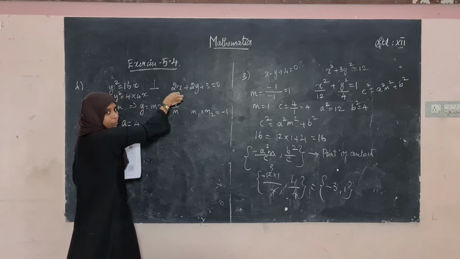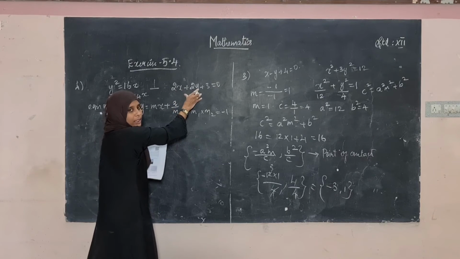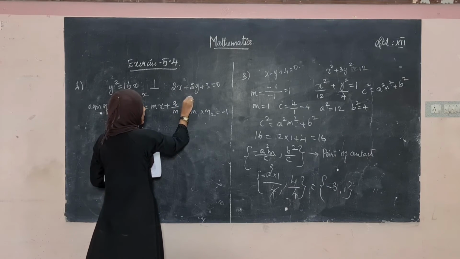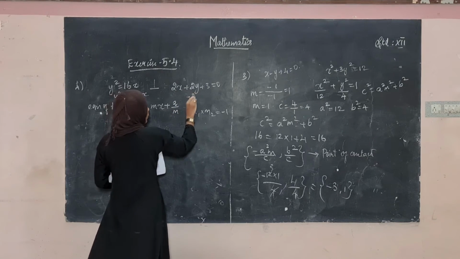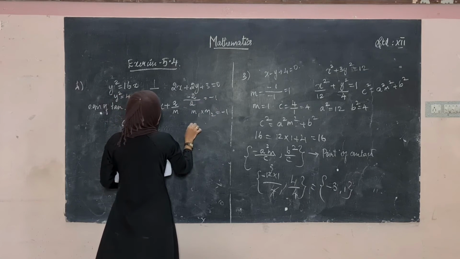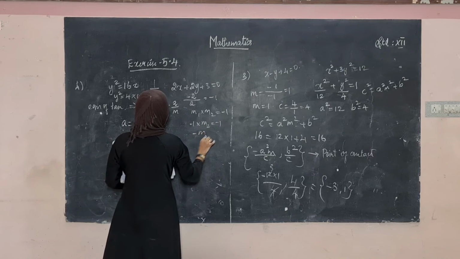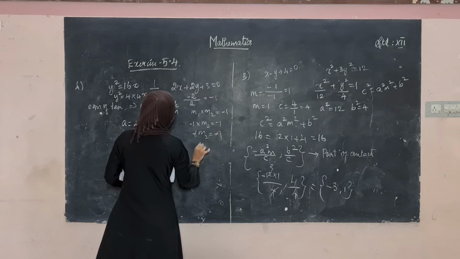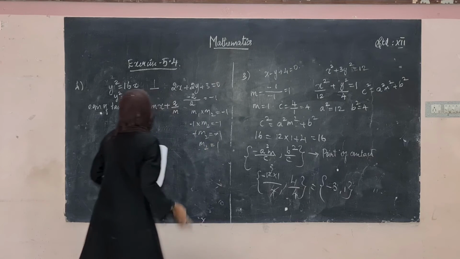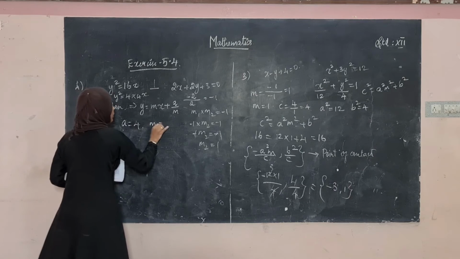So first we find m1. The slope of this line can be found using minus coefficient of x, which is 2, divided by coefficient of y, which is 2. This is equal to minus 1. So minus 1 into m2 is equal to minus 1. Minus m2 is equal to minus 1. Therefore m2 is equal to 1. That is the slope of the tangent that we are going to find. Therefore m is equal to 1.